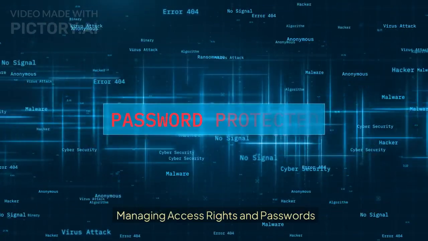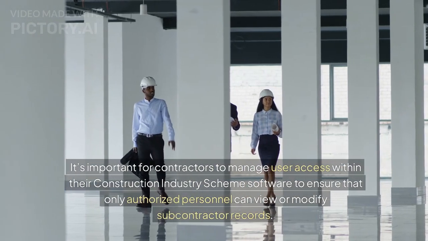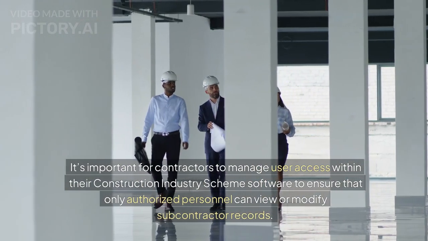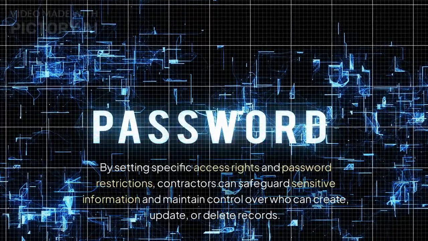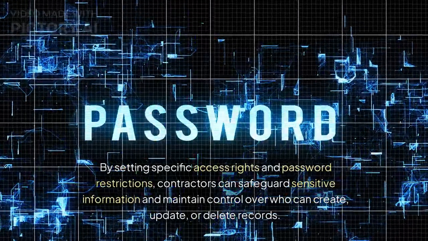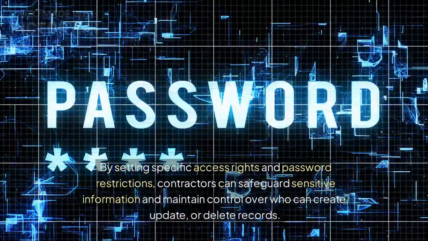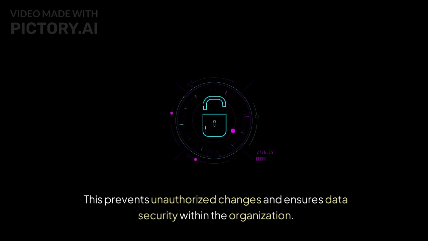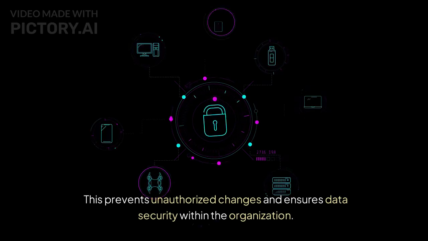Managing access rights and passwords. It's important for contractors to manage user access within their Construction Industry Scheme software to ensure that only authorized personnel can view or modify subcontractor records. By setting specific access rights and password restrictions, contractors can safeguard sensitive information and maintain control over who can create, update, or delete records. This prevents unauthorized changes and ensures data security within the organization.